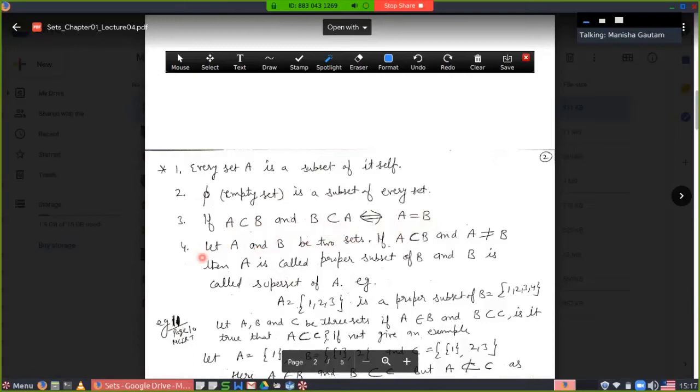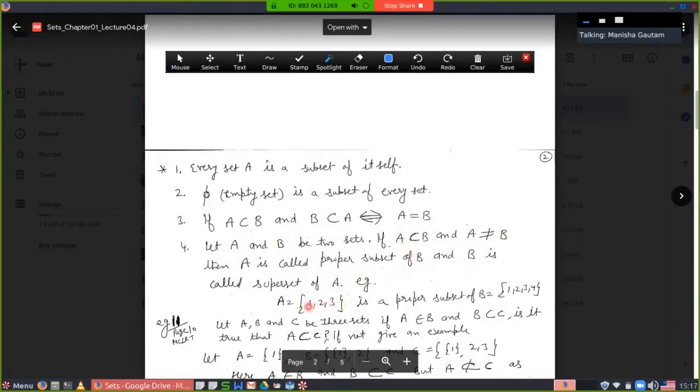Fourth point: let A and B be two sets. If A is a subset of B and A is not equal to B, that is, each and every element of A belongs to B, but each and every element of B does not belong to A, then A is called a proper subset of B and B is called the superset of A. It means B is a bigger set compared to A.